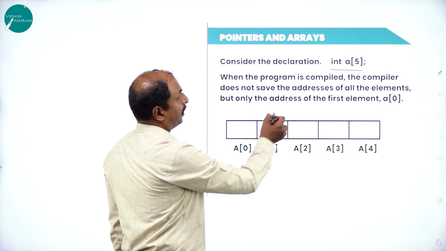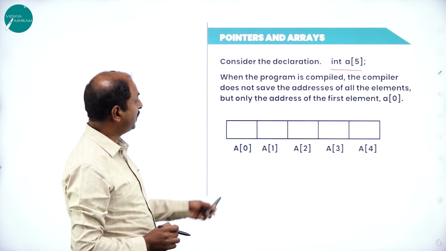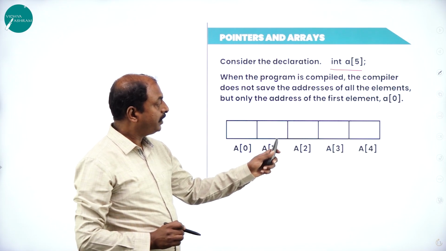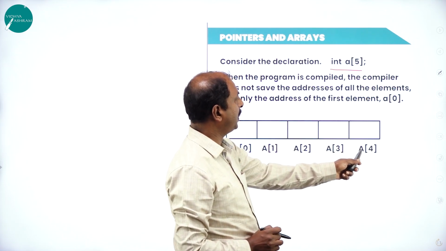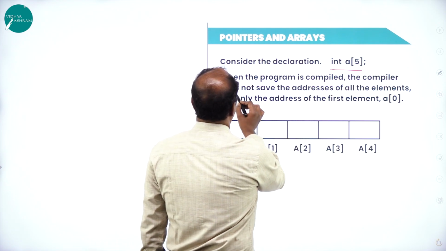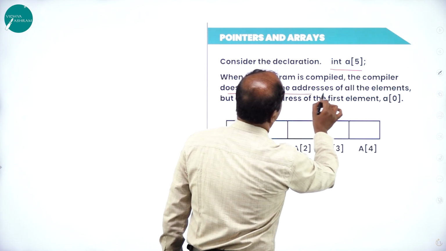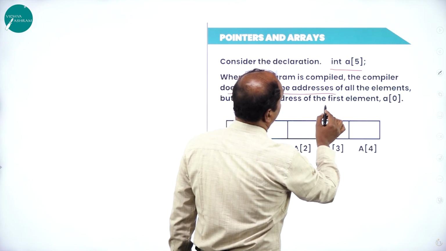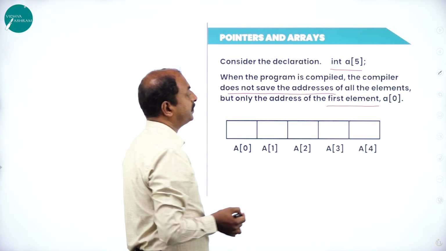An array index always starts with 0. It is a[0], a[1], a[2], a[3] and a[4]. And when the program is compiled, the compiler does not save the address of all the elements, but it only saves the address of the first element, that is a[0].